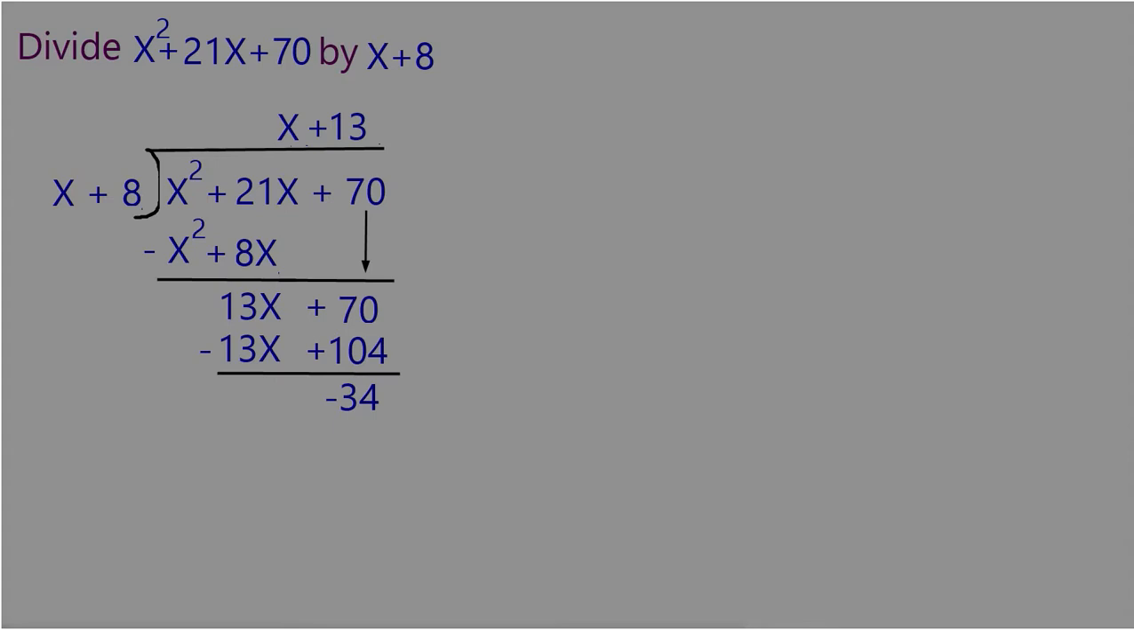We can now perform an operation to check to see if our answer for the quotient and remainder is correct. If the answer is correct, we will get back this equation of x squared plus 21x plus 70. We want to bring down the quotient and plus it with the remainder over the divisor.